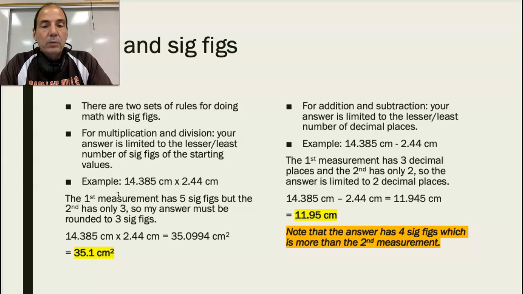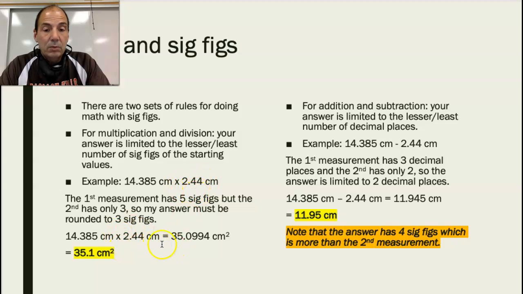When you are doing multiplication and division of measurements, you need to keep track of the number of sig figs. So for example, if I were multiplying 14.385 centimeters by 2.44 centimeters and figuring out the area of some piece of wood, I would multiply them, but I have to keep track of the fact that this has 5 sig figs, this has 3 sig figs, and the rule is we always use the smallest amount of sig figs, so that my answer is going to be limited to 3 sig figs.